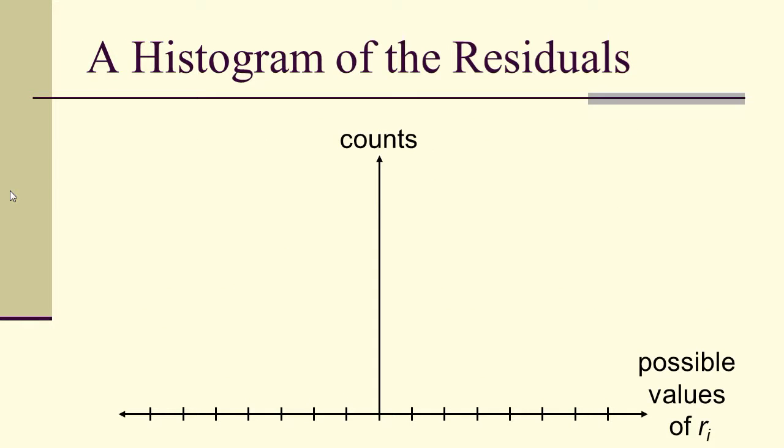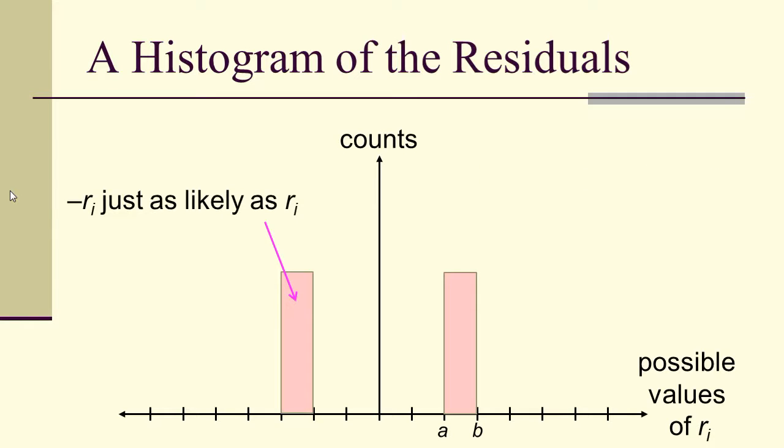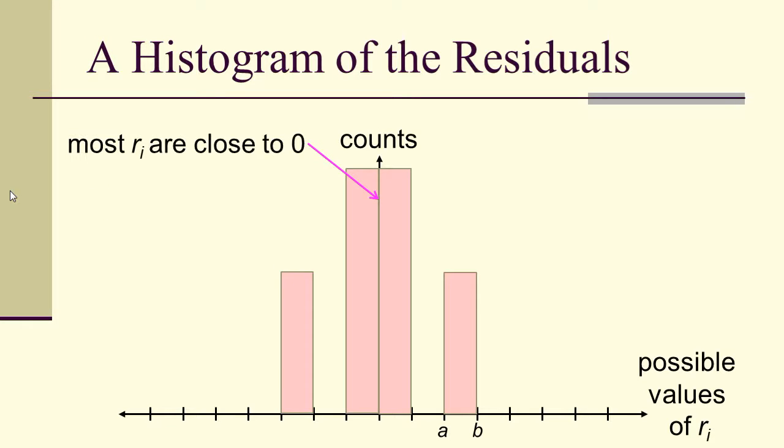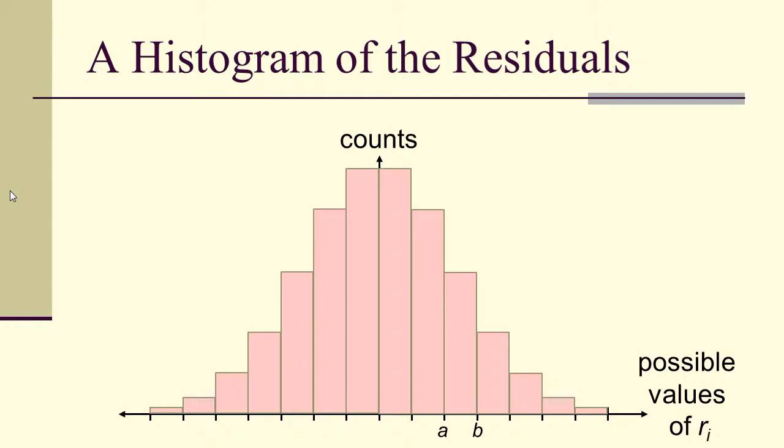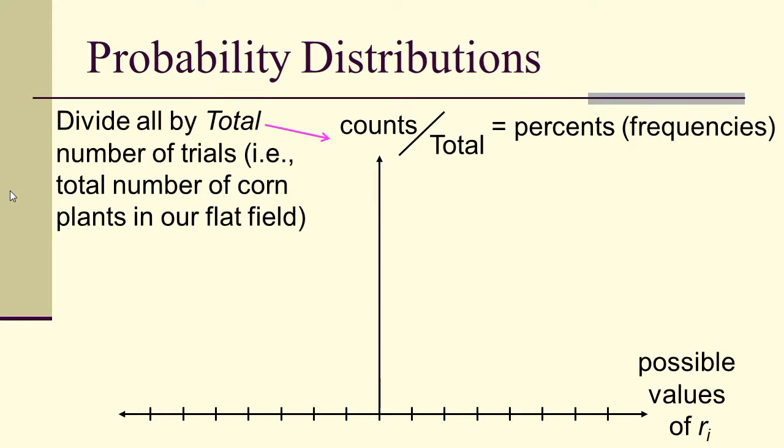And so if we start looking at a histogram, a bar chart where each bar represents the number of times that R sub I took a value on the x-axis, the bar will be the number of trials where A is less than or equal to R sub I less than or equal to B. And notice that the negative R sub I is just like its positive R sub I. Most of the R sub I are close to zero. And we get this distribution. And it turns out that this curve is what's known as the Gaussian distribution.